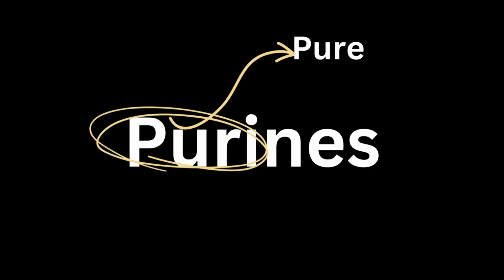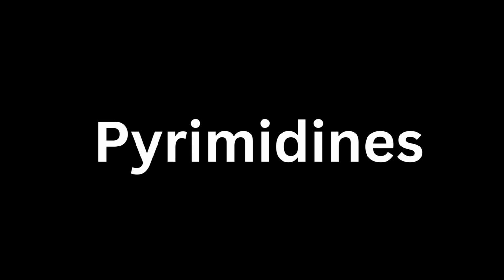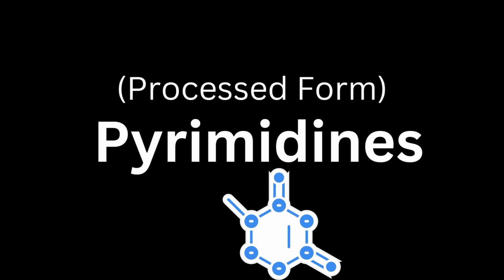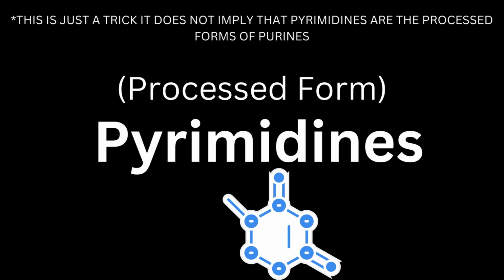Purines have the word pure in them. Hence, purines are in the pure form and hence they have two rings or are double ringed structures. On the other hand, pyrimidines are processed forms. Hence, they have only one ring. Purines have two rings, but when you process them, you will remove all the unnecessary matter and have only one ring, which is a pyrimidine.